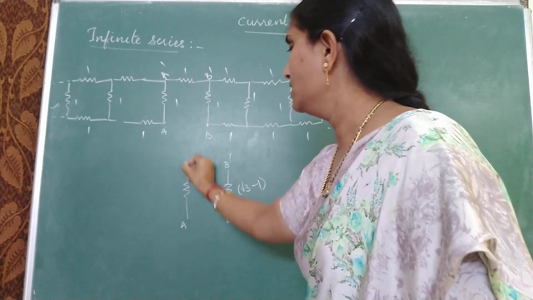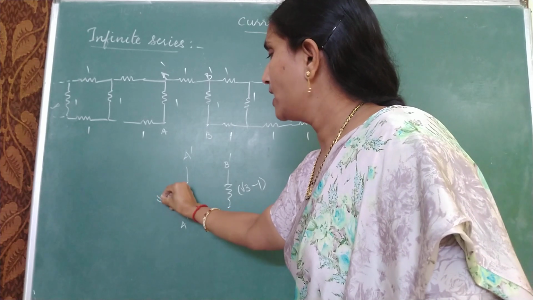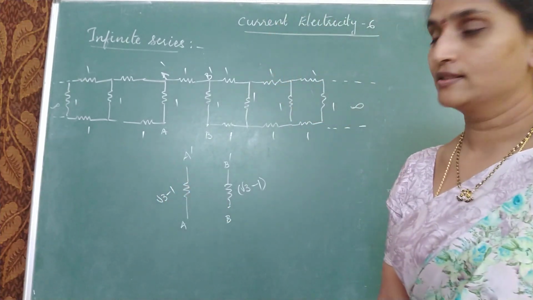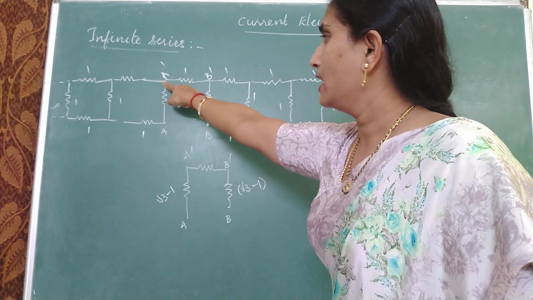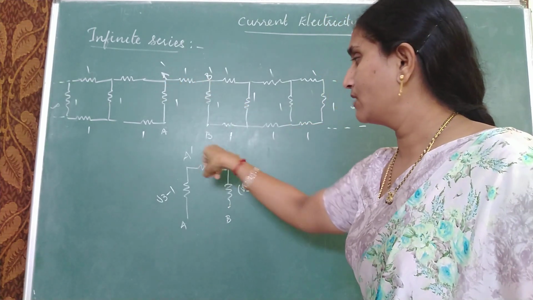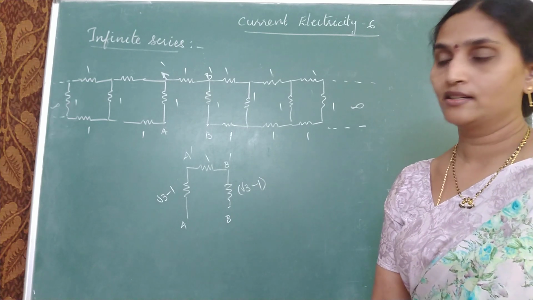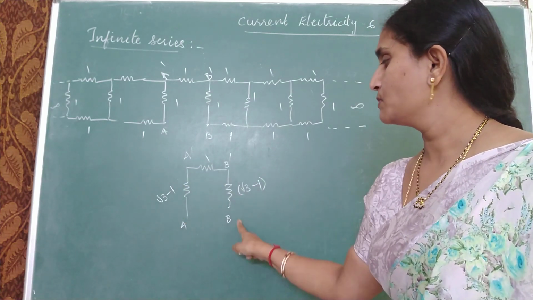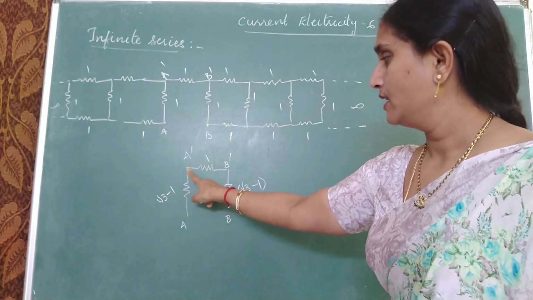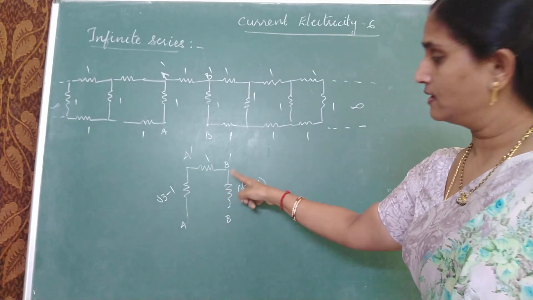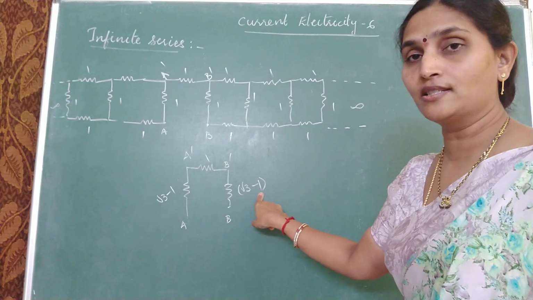It's an infinite series. We have got the answer root 3 minus 1. Now A dash and B dash are connected by one more resistance which is 1. Now you tell me what is the resistance between A and B. A to A dash is root 3 minus 1. A dash to B dash is 1. Again B dash to B is root 3 minus 1.